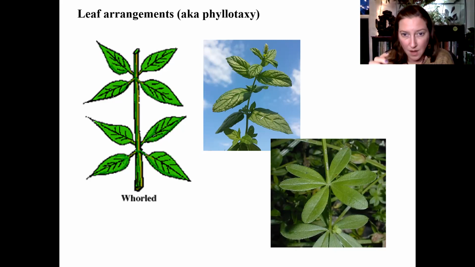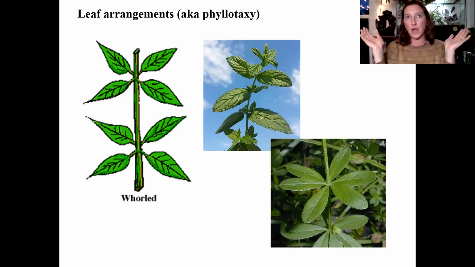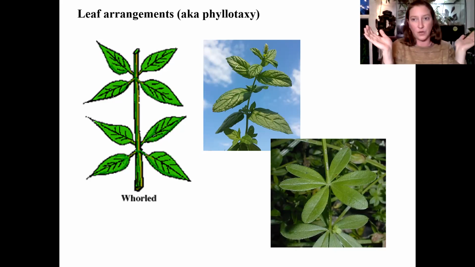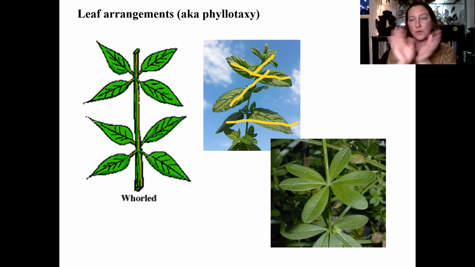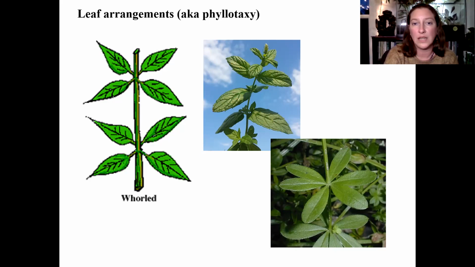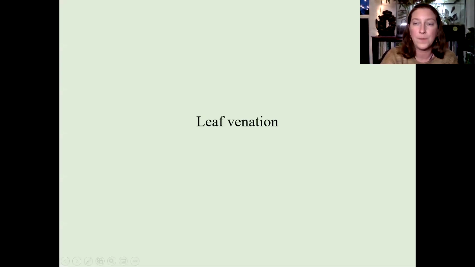Whereas this mint in the middle does more what I was saying before, where two go this way and then two go that way, and then two go this way and then two go that way. So here is the this way, and then here is the that way, and then here's the this way, and then here is the that way. So yeah, whorled leaves. Okay, so opposite leaf arrangement, alternate leaf arrangement, and whorled. Those are the only three you have to know for the course.